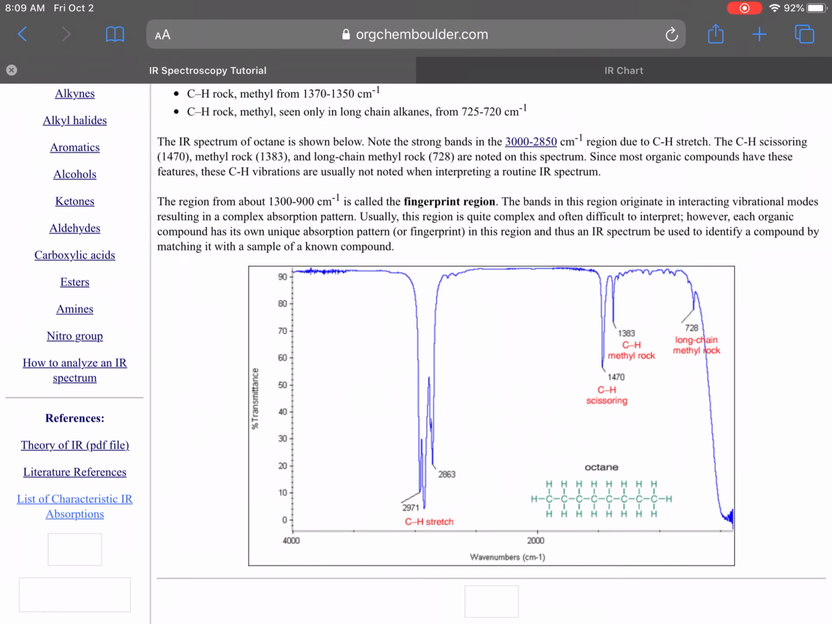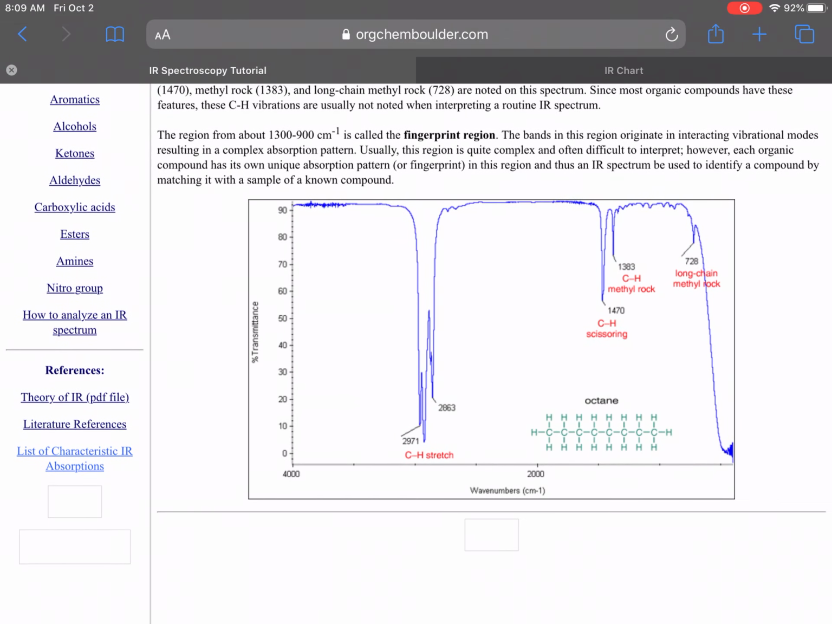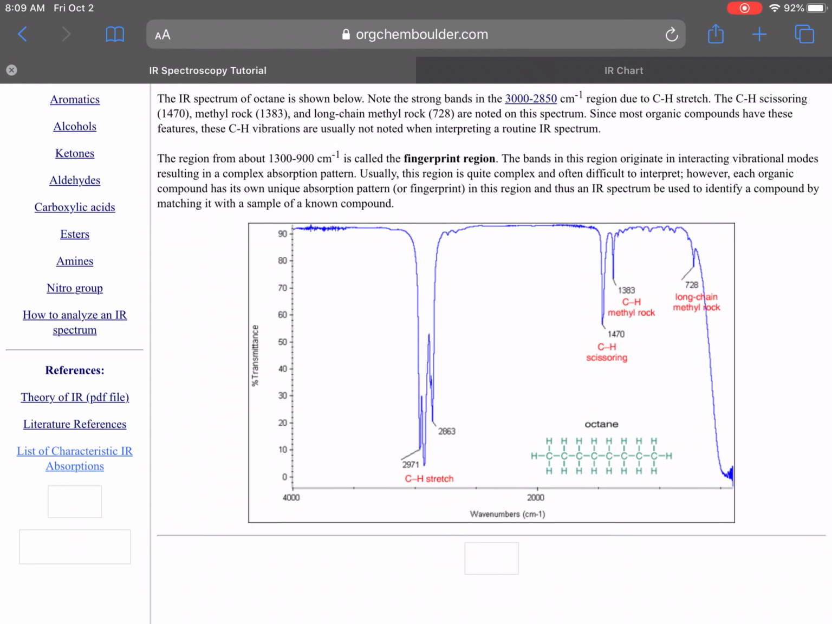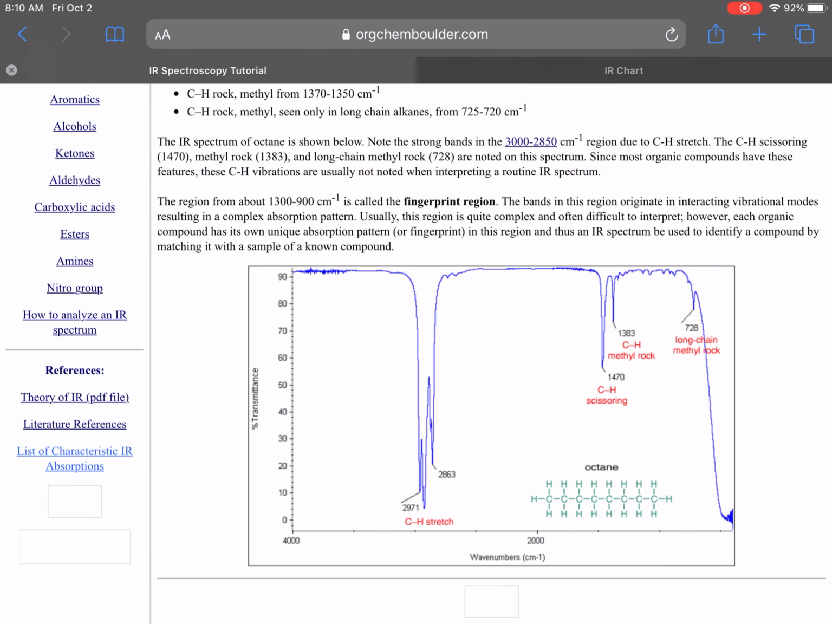So if we look over here at our sample spectrum, I can't, the stylus doesn't show up here, but I'm pointing at where it says 2971 and it says CH stretch. You see how that peak had a very, very large absorbance? The percent transmittance went all the way down to like 10% or so. This would be an example of a strong peak, right? Lots of absorbance, very large in appearance.